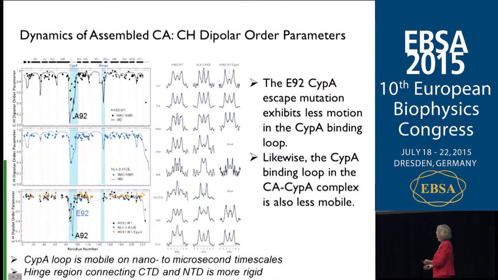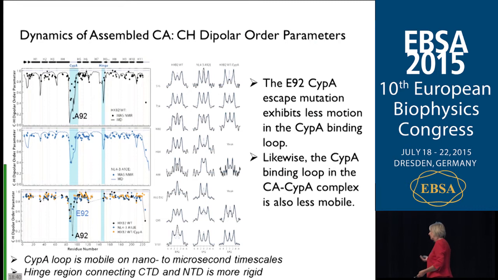What was even more interesting to see is if you look at the dynamics of the backbone, and for those of you who don't know NMR, don't worry, we just plot order parameters. If it's a small order parameter, the region of the protein is very mobile. If it's around 0.9 up to 1, it's a very rigid part of the protein. If you look at the assembled capsid, you will see that the cyclophilin binding loop, and cyclophilin is a cellular protein that interacts with the capsid, is very mobile.